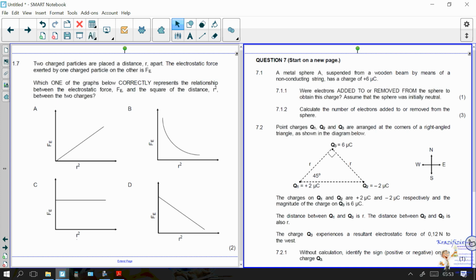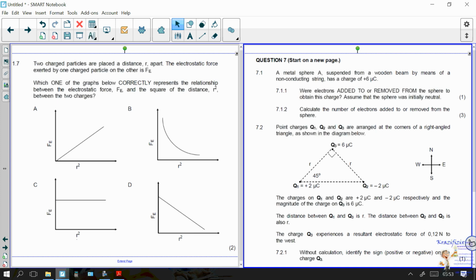We have a multiple choice question here, and then we'll run to a structured question. Two charged particles are placed a distance r apart. The electrostatic force exerted by one charged particle on the other is Fe. Which one of the graphs below correctly represents the relationship between the electrostatic force Fe and the square of the distance between the two charges?